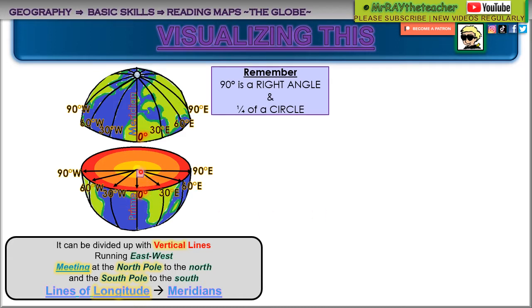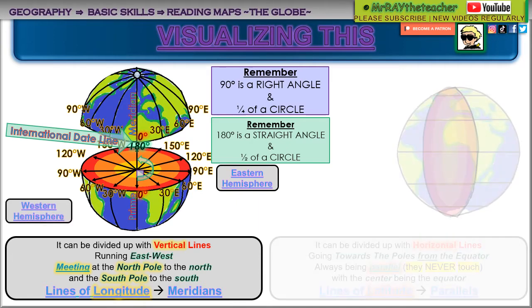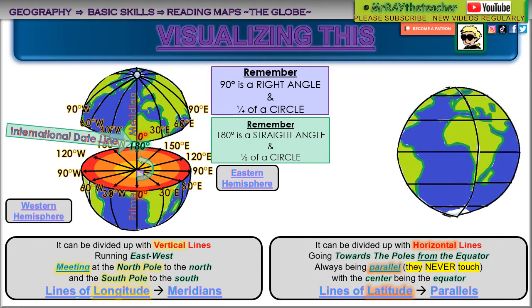So for example, 0 degrees, you got 90 degrees east. Let's keep going in this direction. 120 degrees east, 150 degrees. I'm just doing this arbitrarily by 30-degree increments. Then we've got 180 degrees. And remember that 180 degrees is a straight angle, half of a circle. That's the international date line. Then we keep going round and round until we reach back here to 90 degrees west, 60 degrees west, 30 degrees west, and we start back from where we began. Circle, 360 degrees. Your eastern hemisphere and your western hemisphere.